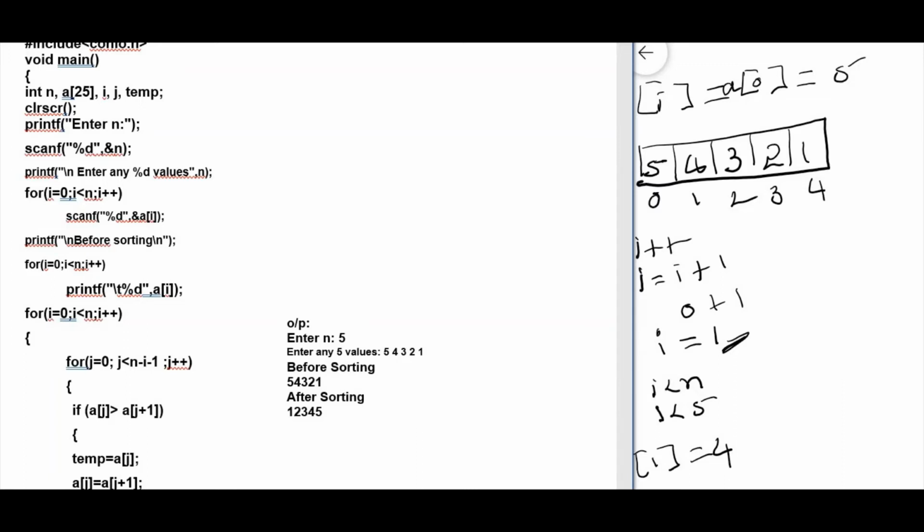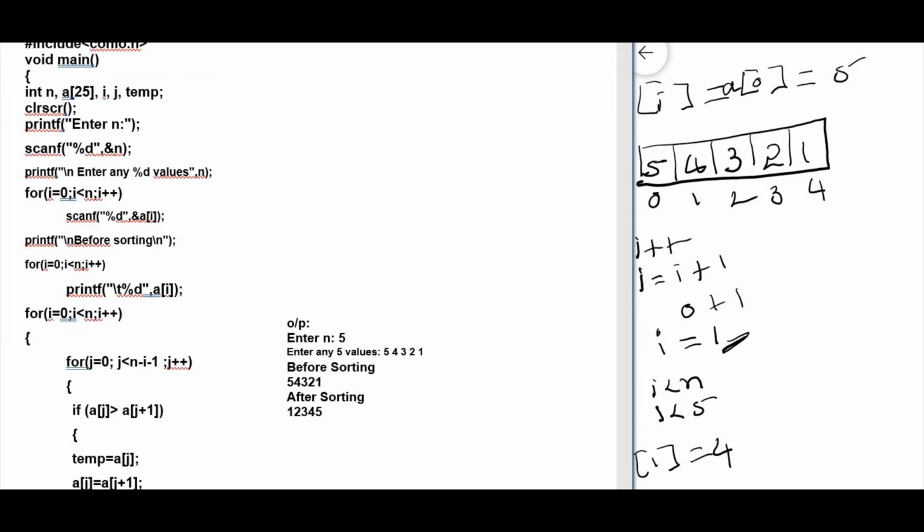to print it again, I will need a for loop. This for loop executes in the same fashion: for i is equal to 0, i is less than n, i plus plus. I'm just saying print the value of a of i. So it will print sequentially, one by one, all the values of the array a. So 5, 4, 3, 2, 1 are printed.